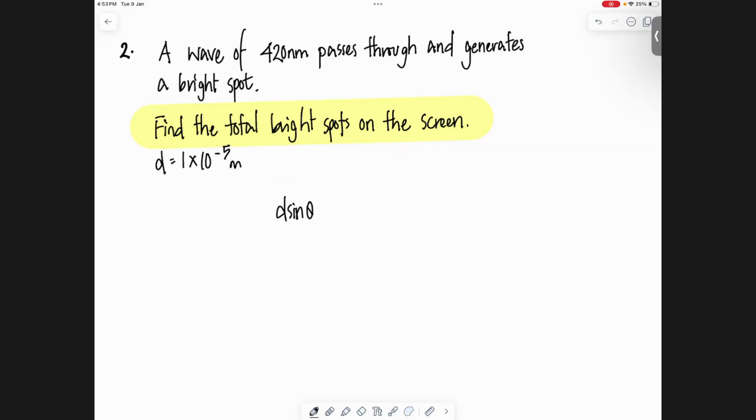So d sin theta equals n lambda. Our d is 1 into 10 to the power minus 5. What should we take for sin theta to find the maximum spots? 90. Equals n, the order number, which is what we're trying to find, times lambda, which is 420 nanometers, so into 10 to the power minus 9. Once you put all of these together, what do you get? 23 point something. 23.8. Yes, 23.8. But because you can't see the 24th one, since you took the maximum angle, it should be 23 orders. So 23 should be the answer.